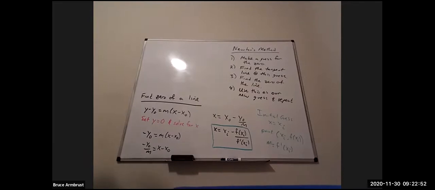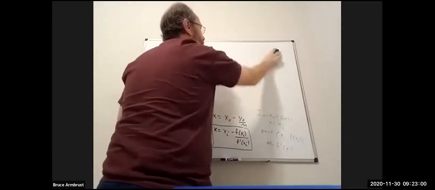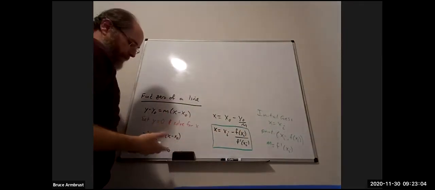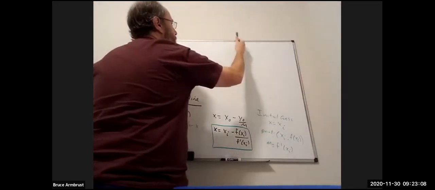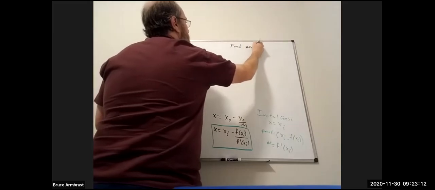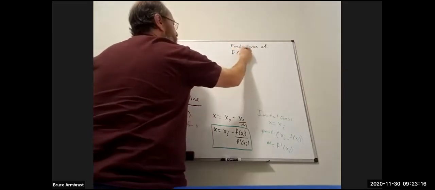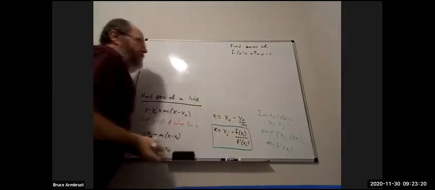All right, so let's start with something pretty easy. This is a function that we can find the exact zeros for, but I'm going to want a decimal approximation for this number. So let's see if we can find the zeros of f of x equals x squared plus x minus 1.